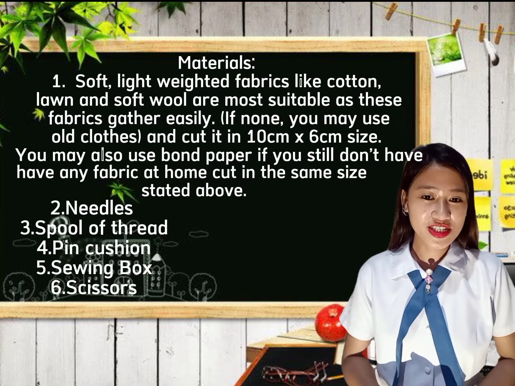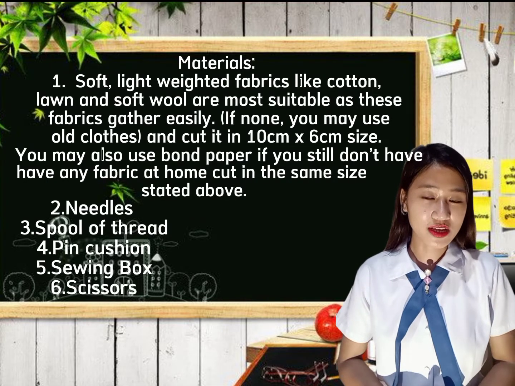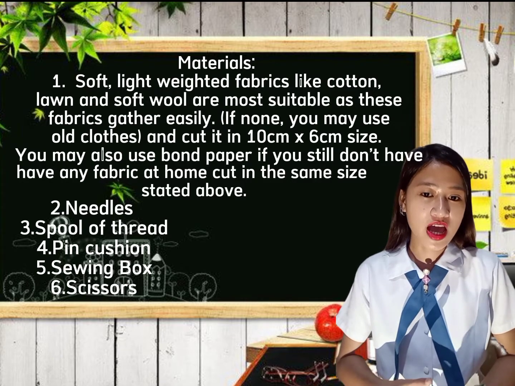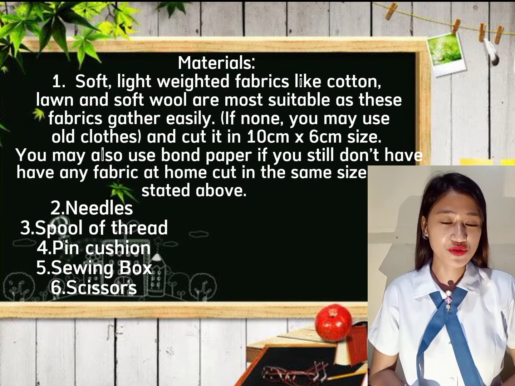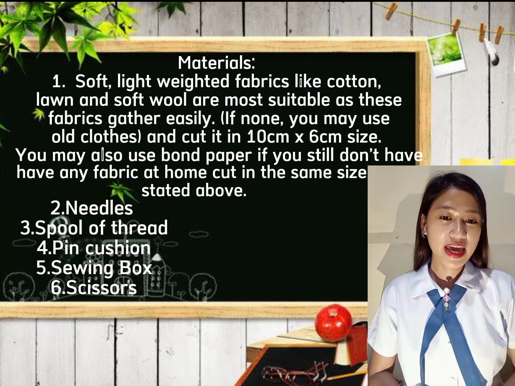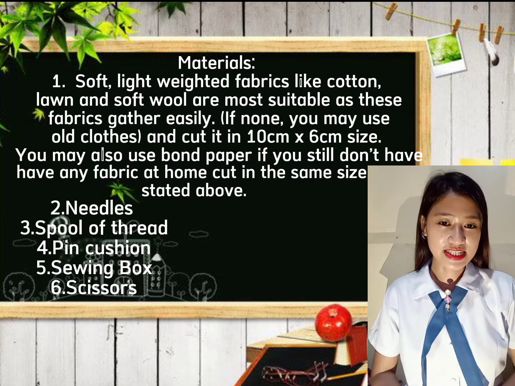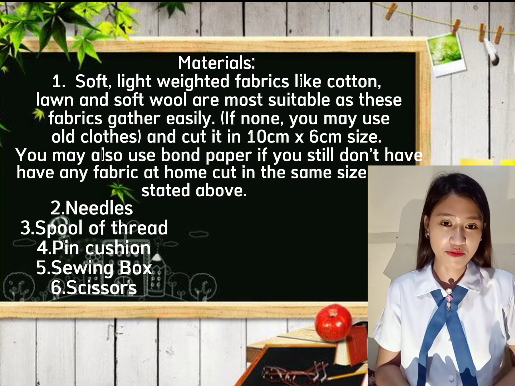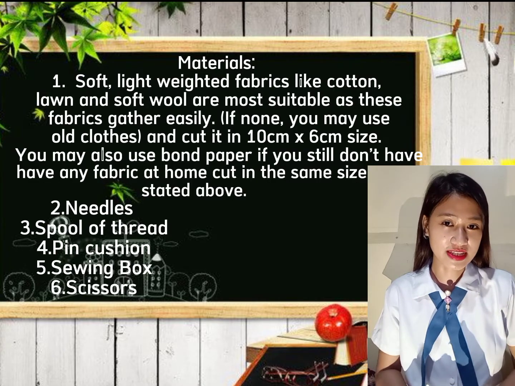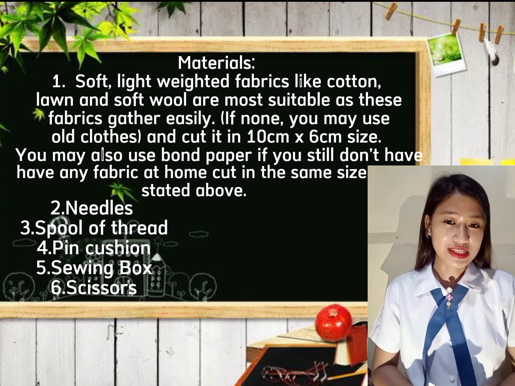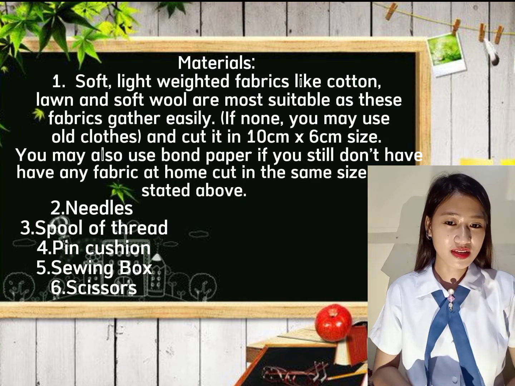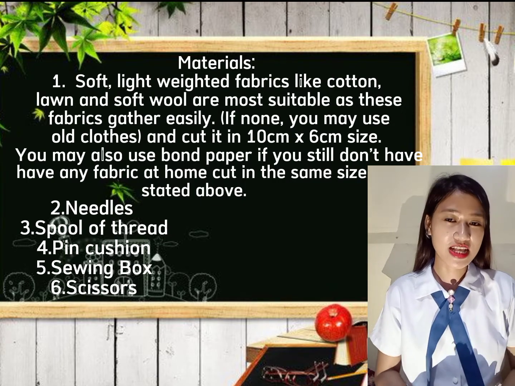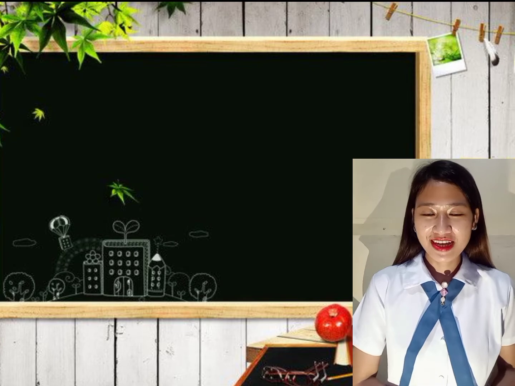Materials: Number 1, soft and lightweight fabrics like cotton, lawn, and soft wool are most suitable as these fabrics gather easily. If none, you may use old clothes and cut them in 10 cm by 6 cm size. You may also use bond paper if you still don't have any fabric at home. Cut it in the same size stated above. Number 2, needles. Number 3, spool of thread. Number 4, pin cushion. Number 5, sewing box. And number 6, scissors.